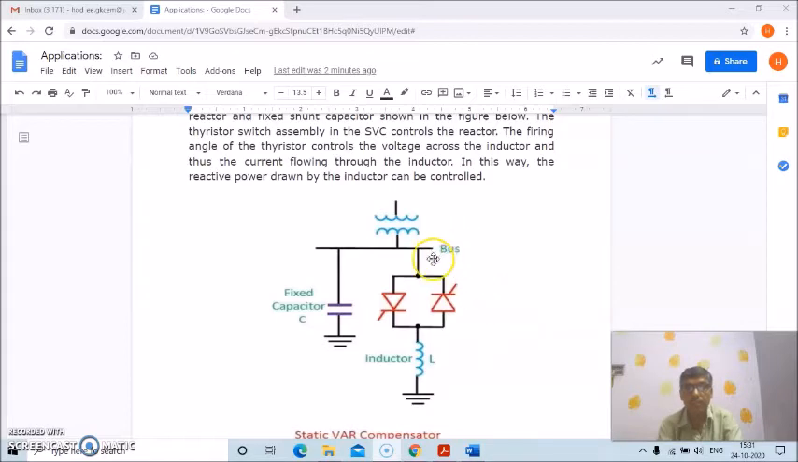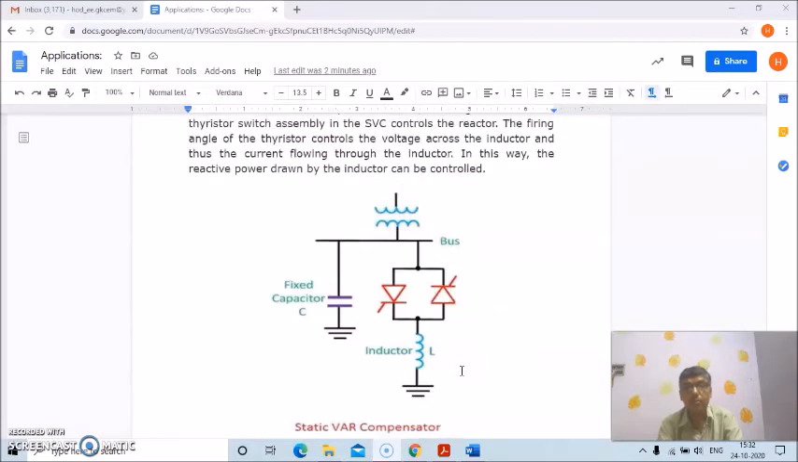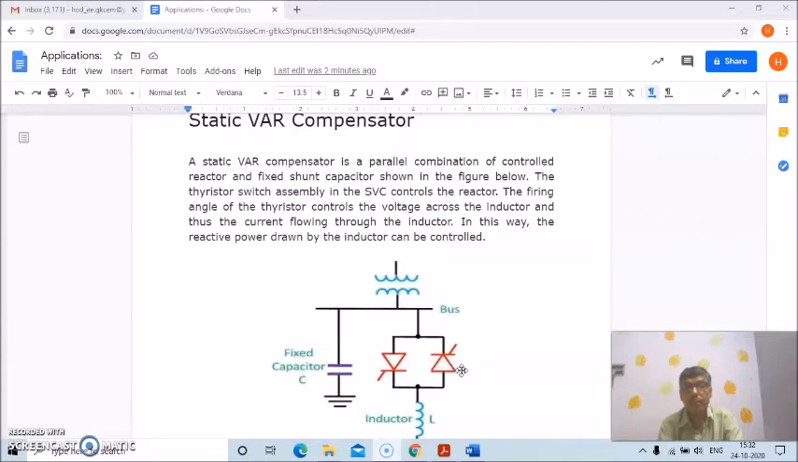This is the bus bar. This is the transformer. This is the fixed capacitor, and this is the unit. This is the inductor L. As I told you, it is a parallel combination of a controlled reactor and a fixed capacitor. This reactor is the controlled reactor, and this is the fixed capacitor.